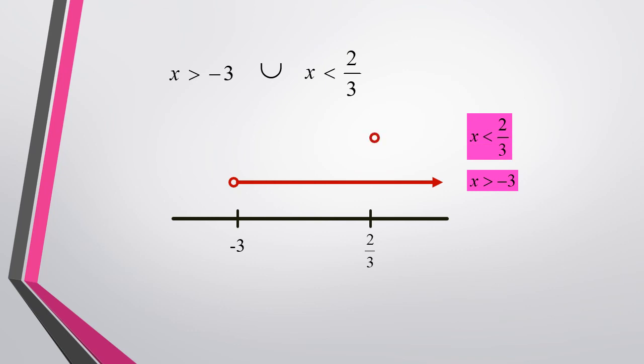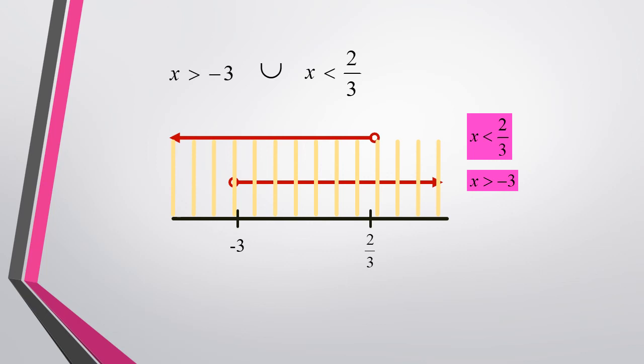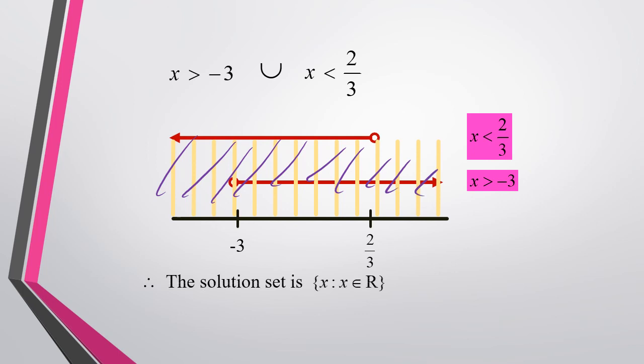So draw on the number line. The union of these two sets is actually everything. So we want to get the union. So everything on the real number line is the answer for these inequalities. So the solution set is actually any value on the real number line. So it's actually from negative infinity to infinity. So we can represent it as the real number line as the answer. Any element on the real number line.